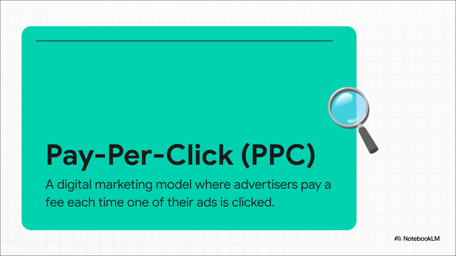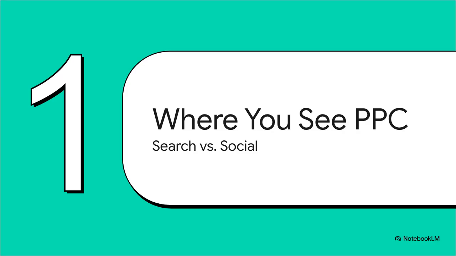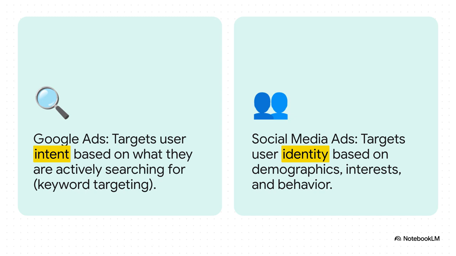Okay, so where do these ads actually pop up? Well, they tend to hang out in two huge online neighborhoods: search engines like Google and social media. But how they work in each place is totally different. And this is where the strategy gets really interesting. On Google, you're targeting someone's intent. They're literally typing "best running shoes" into the search bar. They have their hand up, asking for something.